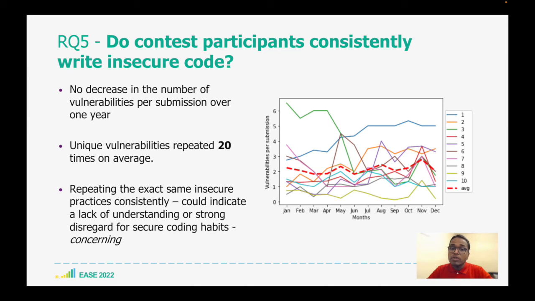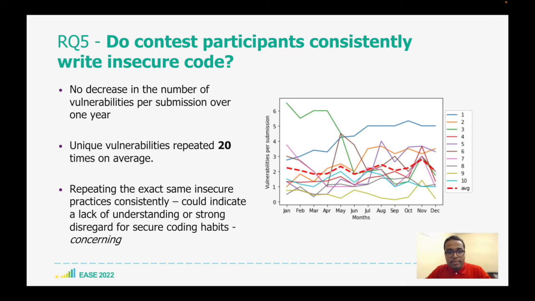We selected 10 of the most consistent users who participated in competitions every single month and plotted the average number of vulnerabilities per submission for each of the 10 users for all the 12 months in order, as shown in the figure. We observed no consistent decrease in the number of vulnerabilities detected for most of the users over time. We also evaluated the number of times the same error is repeated by a user for the entire dataset. We also record that a programmer repeats a unique vulnerability 20 times on average, although this figure shows high variability with a coefficient of variation of 2.7 over the entire dataset.